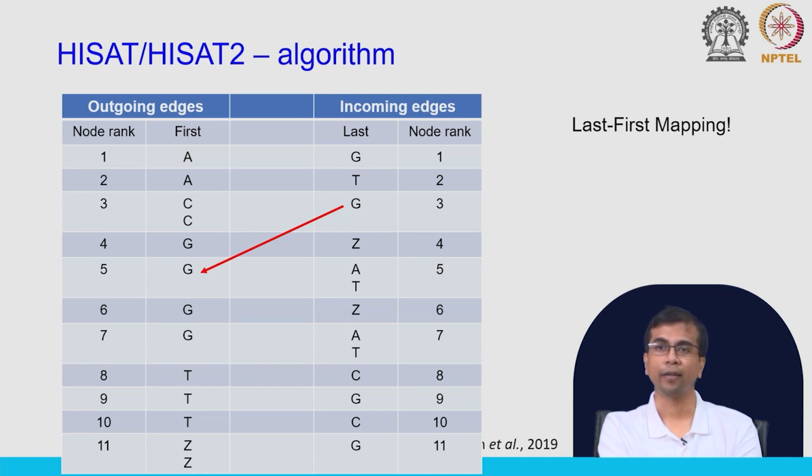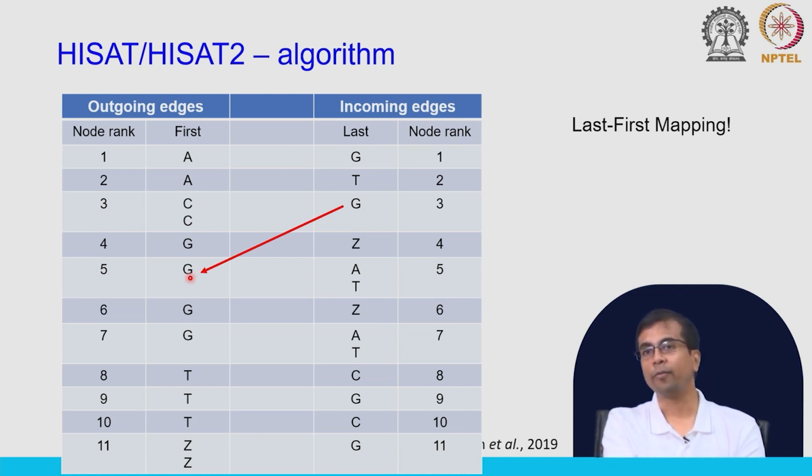So, the ith occurrence of a letter in the first column and the ith occurrence of that letter in the last column, they correspond to the same letter in the reference string, okay. So, we talked about this in the Burrows-Wheeler transformation. So, this applies here. So, this G corresponds to this G because of this last first mapping property, okay.